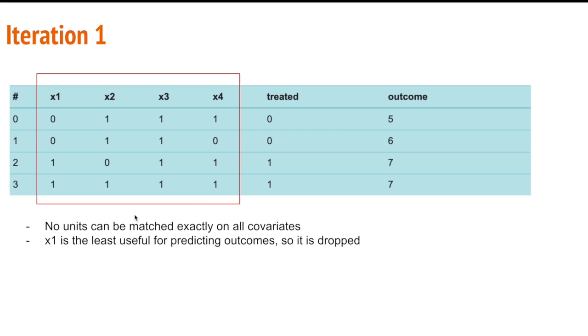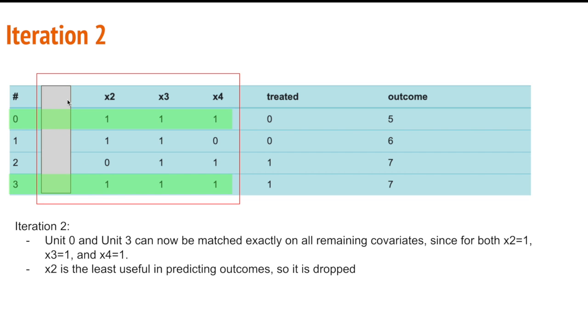First, in iteration 1, we start with the inputted data set, and the algorithm looks for exact matches among all these units. However, no units can be matched exactly on all the covariates right now, because no two units have the exact same values for all 4 of the covariates. So there are no matches made. The algorithm learns that x1 is the least useful for predicting outcomes, so x1 is dropped.